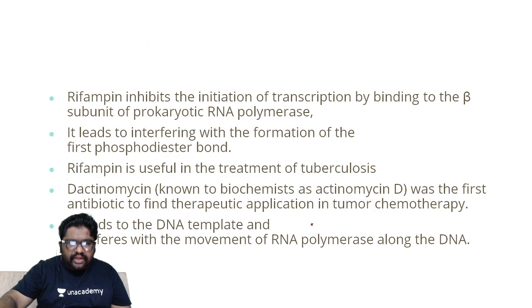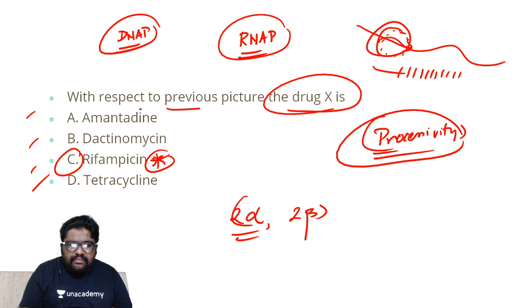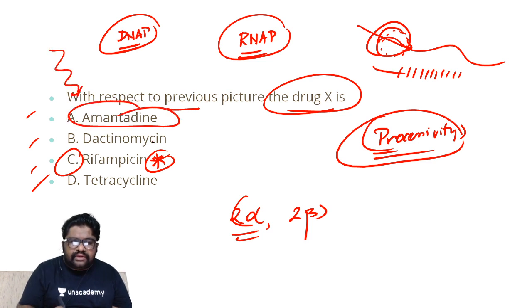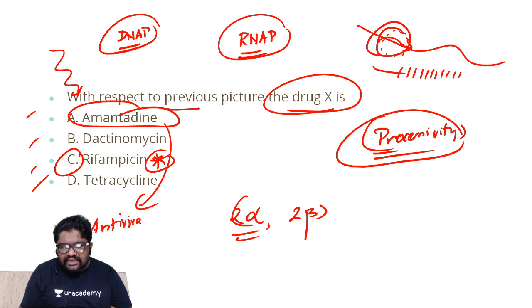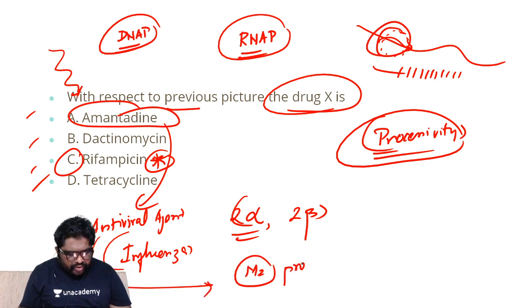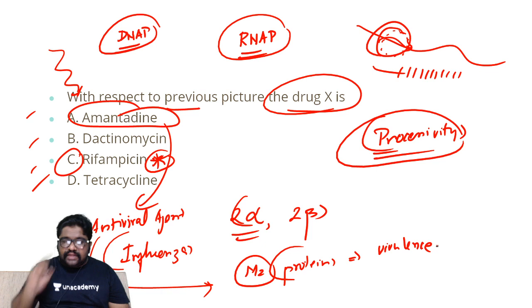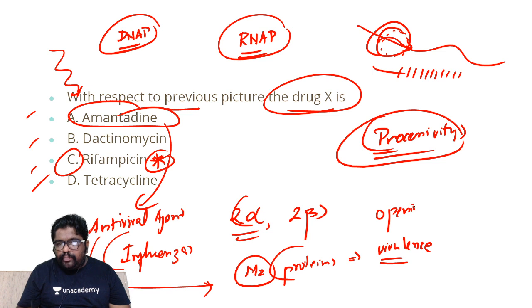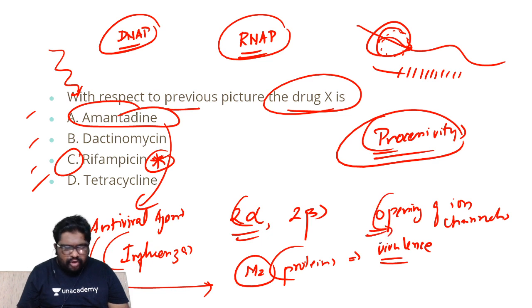Now let us look at the concepts here. What was amantadine capable of doing? Amantadine is helpful as an antiviral agent. Mark my words, amantadine is helpful as an antiviral agent, and it is extremely useful in case of influenza infections. And what is the role of the antiviral agent called amantadine? It blocks the M2 protein that is important for the virulence factor. The M2 protein is found in the influenza virus, and this is important for opening up of the ion channels. From one question, we should be able to learn a lot of diverse information.